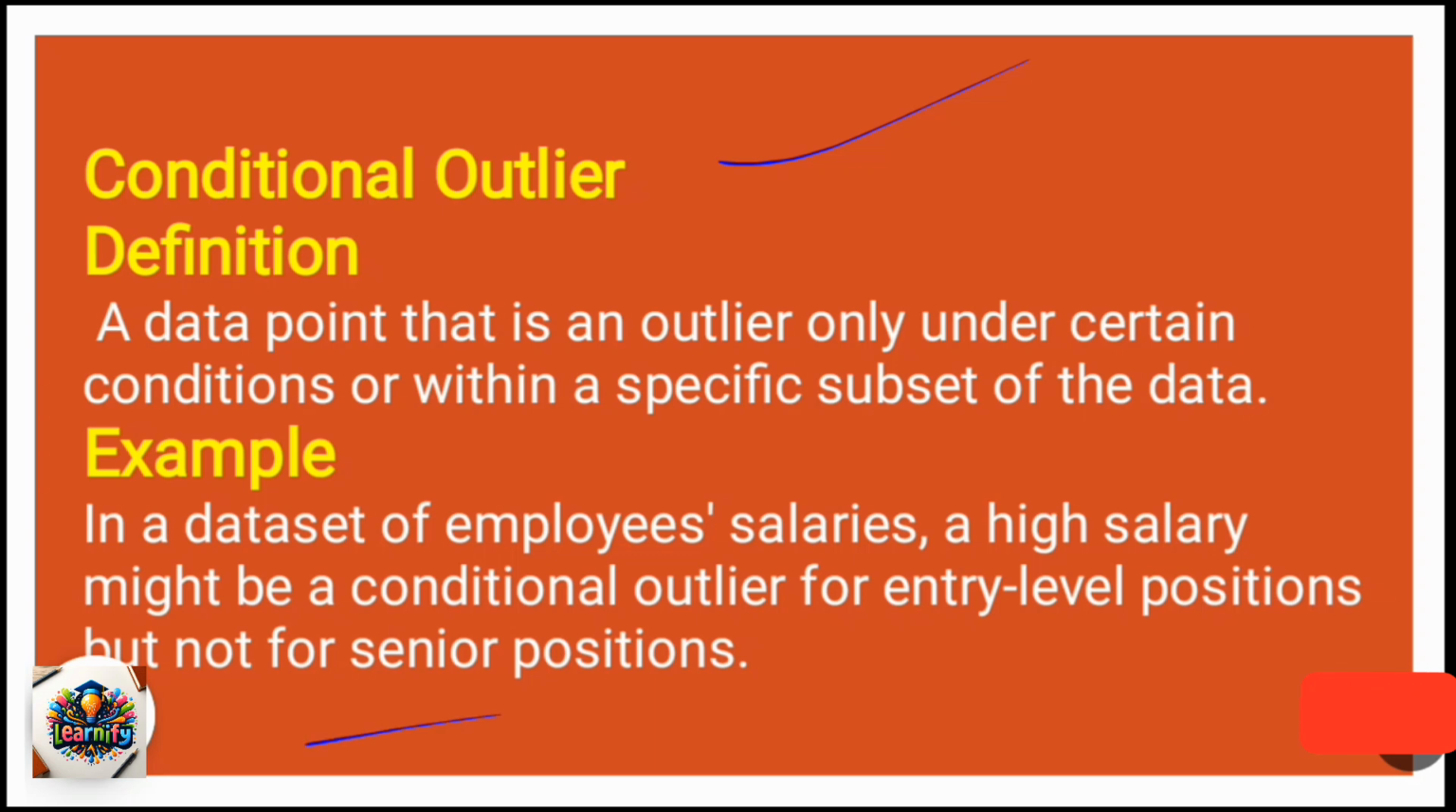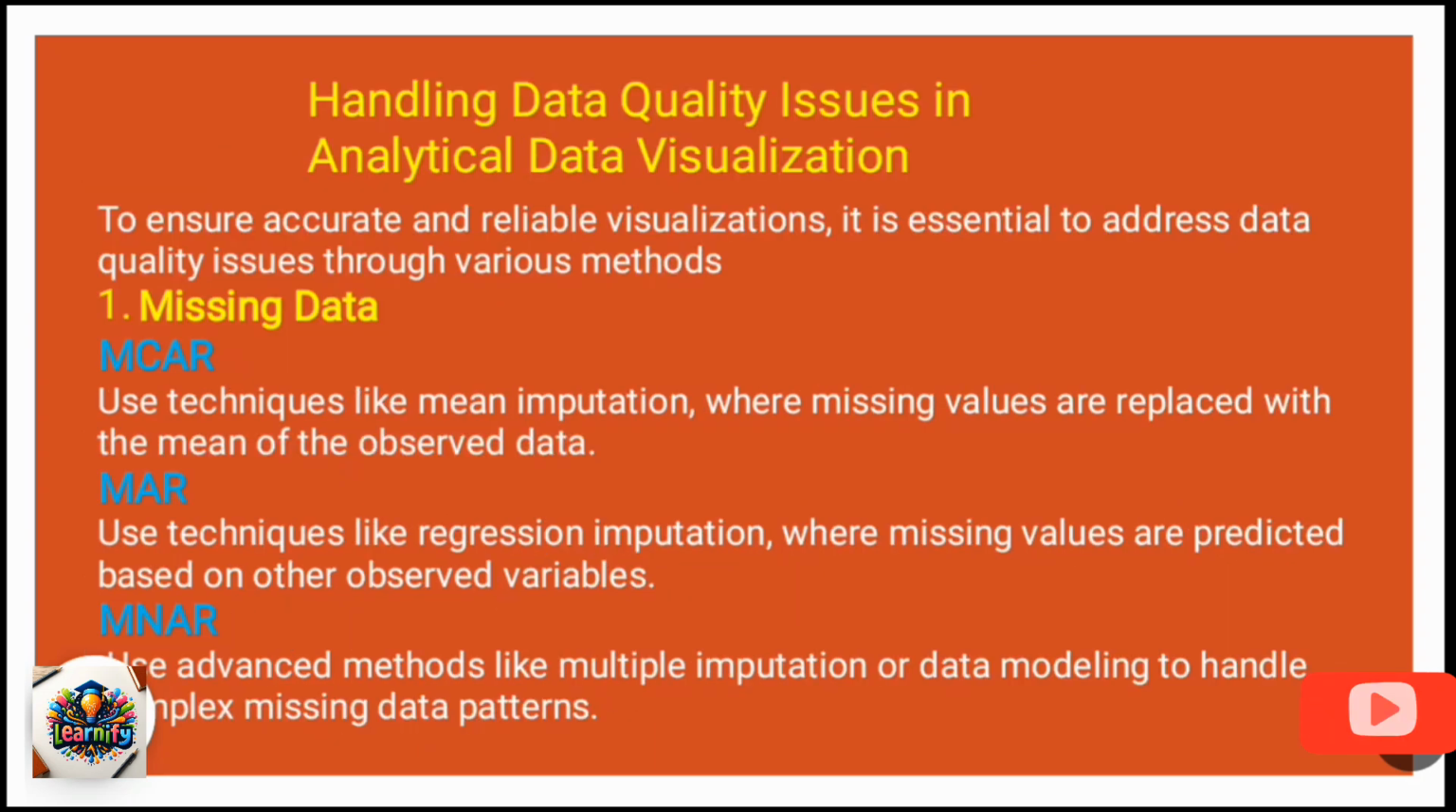Now here we have handling data quality issues in analytical visualization. To ensure accurate and reliable visualization, it is essential to address data quality issues through various methods. Missing data. MCAR, missing completely at random. Use techniques like mean imputation, where missing values are replaced with the mean of the observed data. Missing at random. Use techniques like regression imputation, where missing values are predicted based on other observed variables.